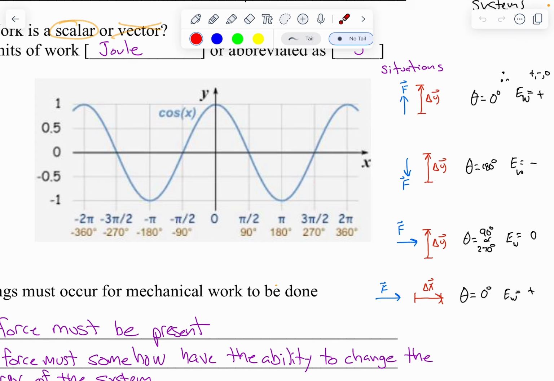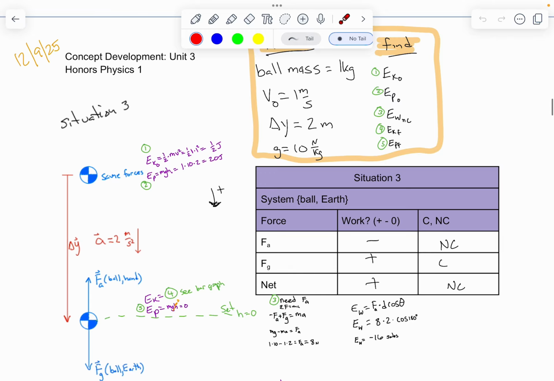If they make a 90-degree angle, in other words, if they are perpendicular or they're at 270 degrees, you'll notice that that returns a value of 0 for the cosine function. So that would actually make 0 work being done in this case. So just those quick reminders as we think about the work that's being done here.